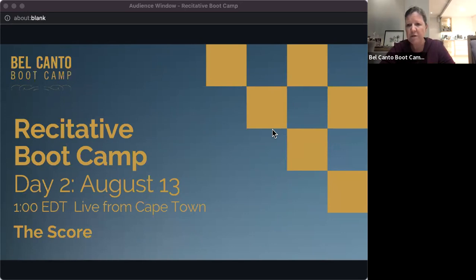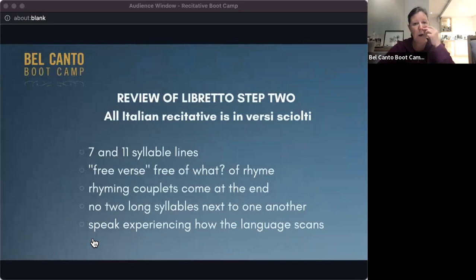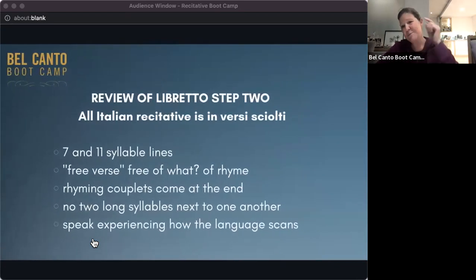We will review a couple of the things from yesterday's session that you kind of need. Mostly today we have a slideshow that will organize your thoughts about how we are going to go from libretto to score. The first thing we're doing is reviewing step two of yesterday, the part of the libretto work that you really have to write into your score to whatever extent you need, depending on how comfortable you are with the language and the style already.